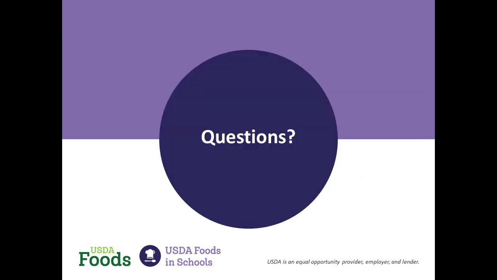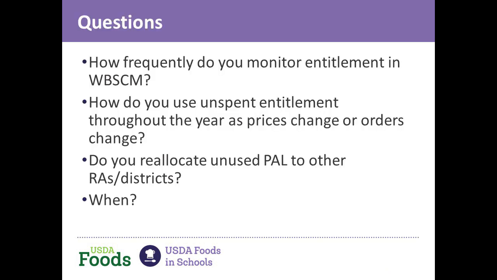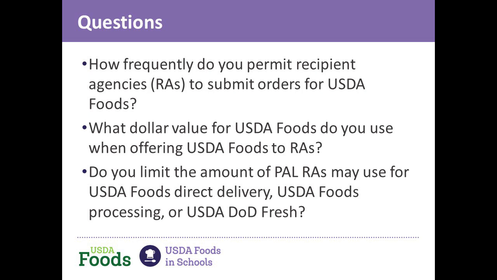And here are a few questions to consider. Let's look at one. Do you reallocate unused PAL to other RAs or districts? I hope you do. If an RA isn't using their planned assistance level, you should let them know that you will need to redistribute it to another RA who can use it in the year it was received. Another question, how frequently do you permit recipient agencies to submit orders to USDA Foods? I hope you allow RAs to submit orders throughout the school year.